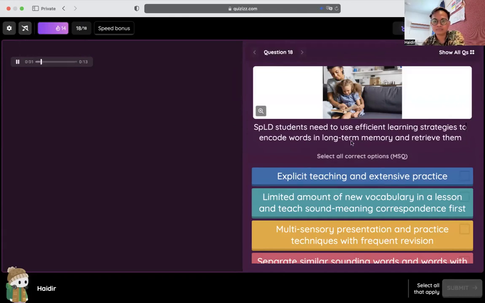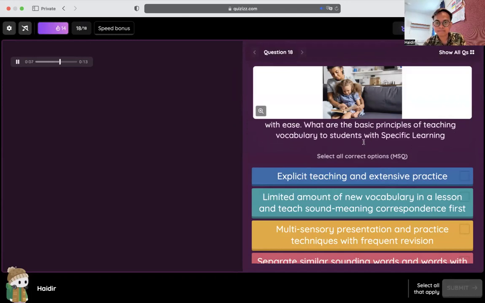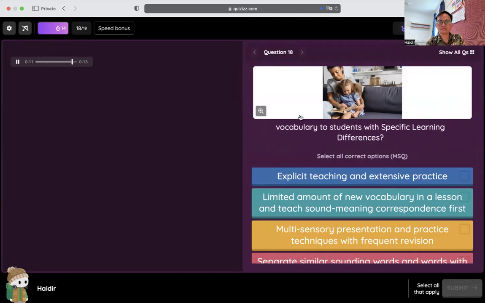SPLD students need to use efficient learning strategies to encode words in long-term memory and retrieve them with ease. What are the basic principles of teaching vocabulary to students with specific learning differences?